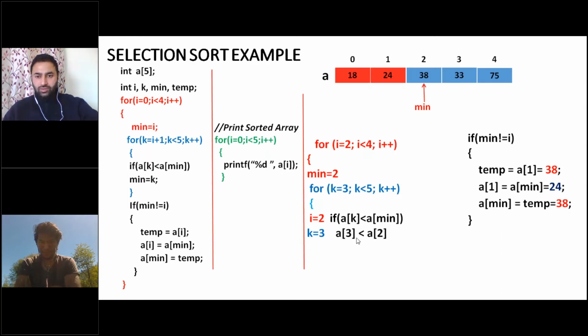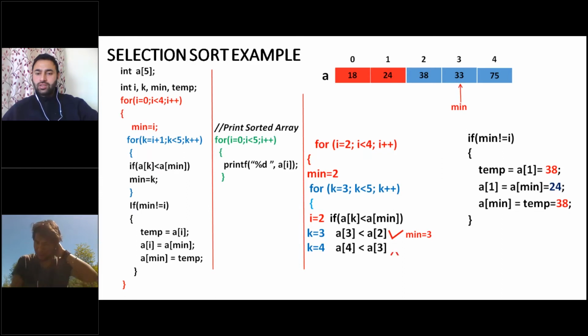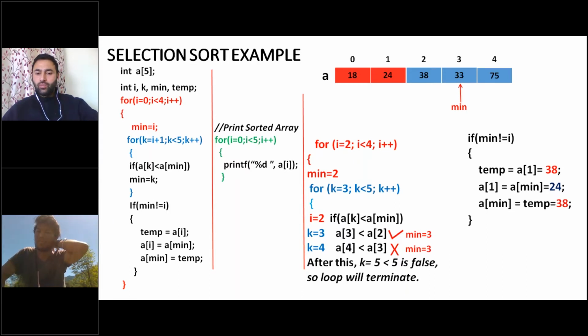Okay, so see, if a of 3 is less than a of 2, this is true. Okay, so now minimum will move to the third location. After this, is a of 4 less than a of 3? This is false, so minimum will point only to the third location. After this, the loop will terminate since the value of k is reaching 5.